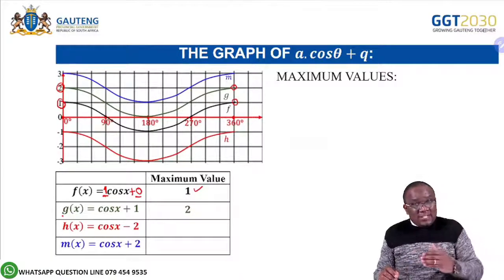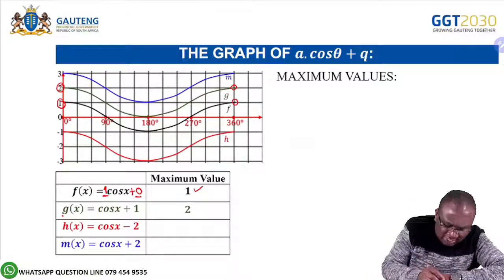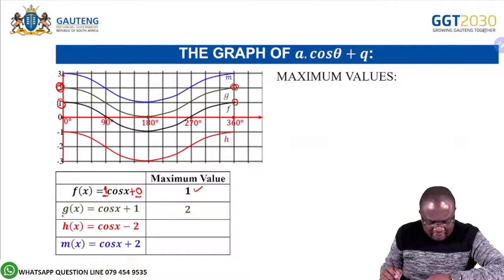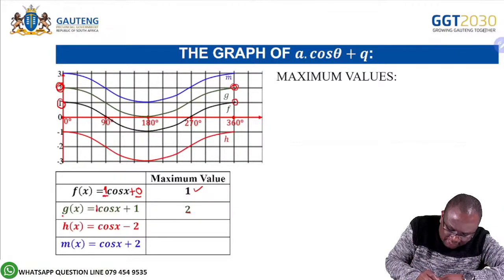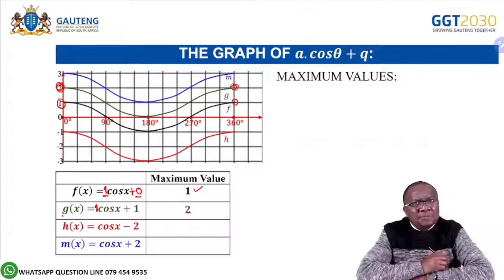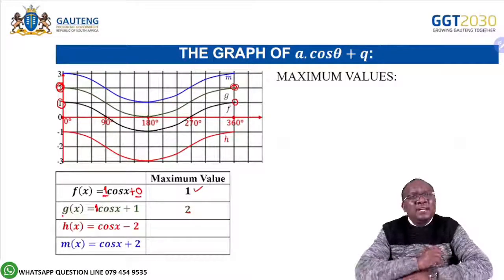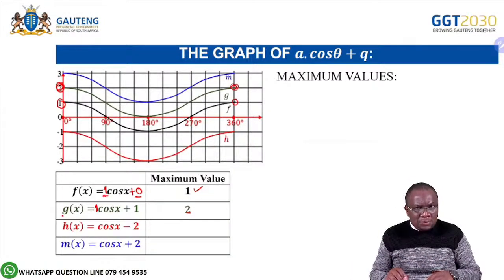Okay, let's see. Let's not conclude now. We have to see if it's going to be applicable to all these 4 graphs. Okay, let's check g of x. What is the maximum? 2. Right. Now, the maximum value is 2. Now, the coefficient of cos x here is 1. So, if we say 1 plus 1, do we get 2? It agrees. a plus q will give us the maximum value. Do you see that? Okay.